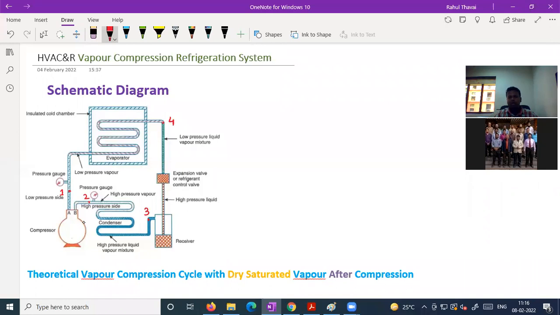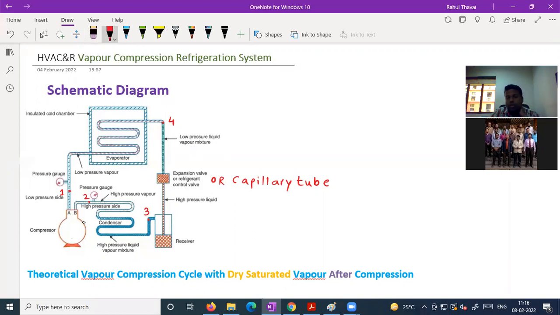So simply, we have one compressor which will compress the fluid. Then we have a condenser which will condense the fluid. After that we have an expansion device, and in the practical we have used a capillary tube. So the expansion valve, or we can call this a capillary tube. After that it goes to the evaporator.